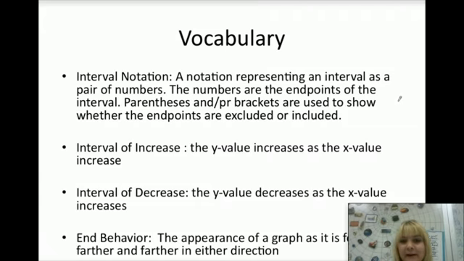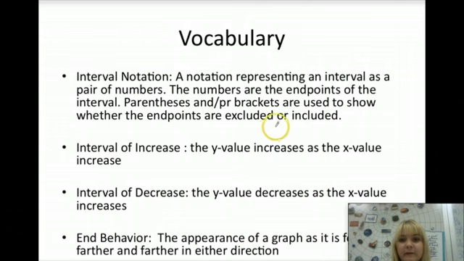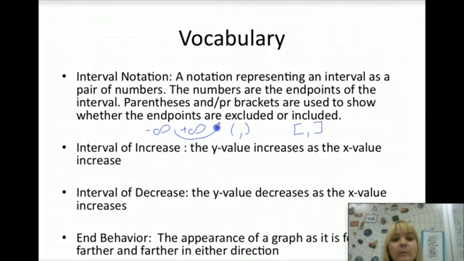Parentheses and/or brackets are used to show whether endpoints are included or excluded. So if your endpoints are excluded, we'll use parentheses. If they're included, we'll use brackets. Now, one thing with positive infinity and negative infinity, those are always in parentheses. Negative infinity will always have a parenthesis to the left. Positive infinity will always have a parenthesis to the right because there's no number higher or lower than those two.